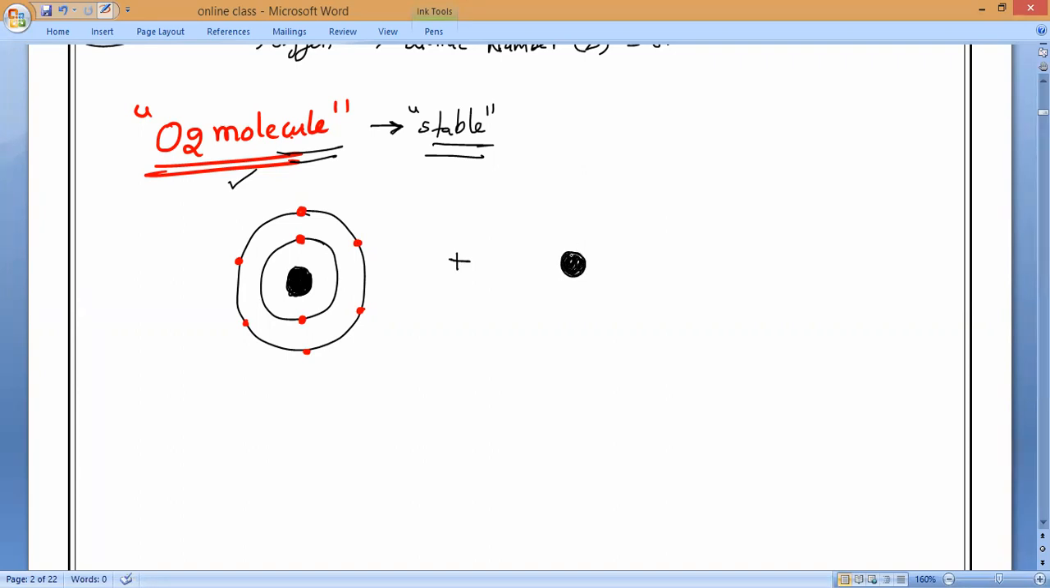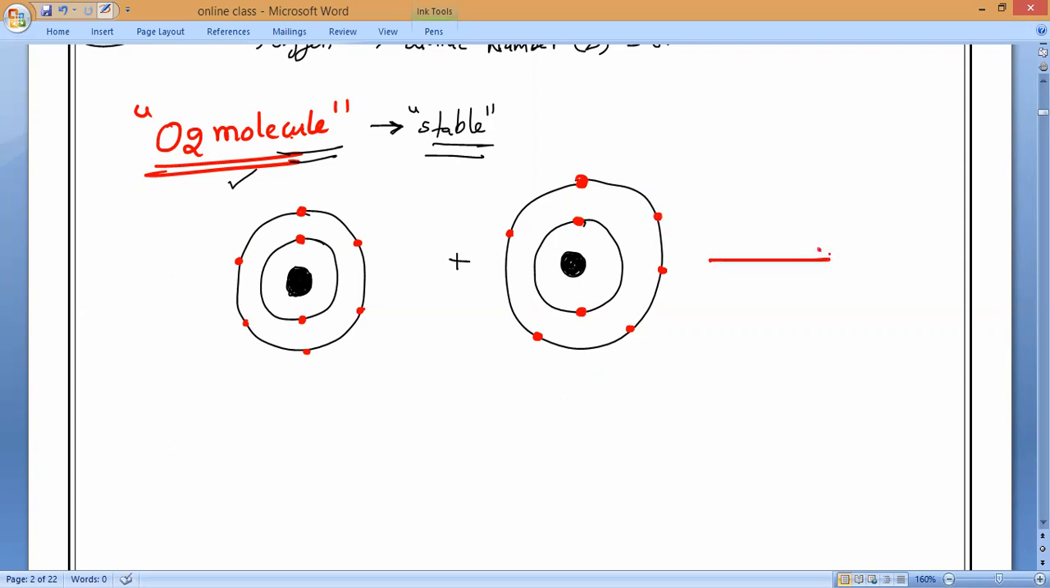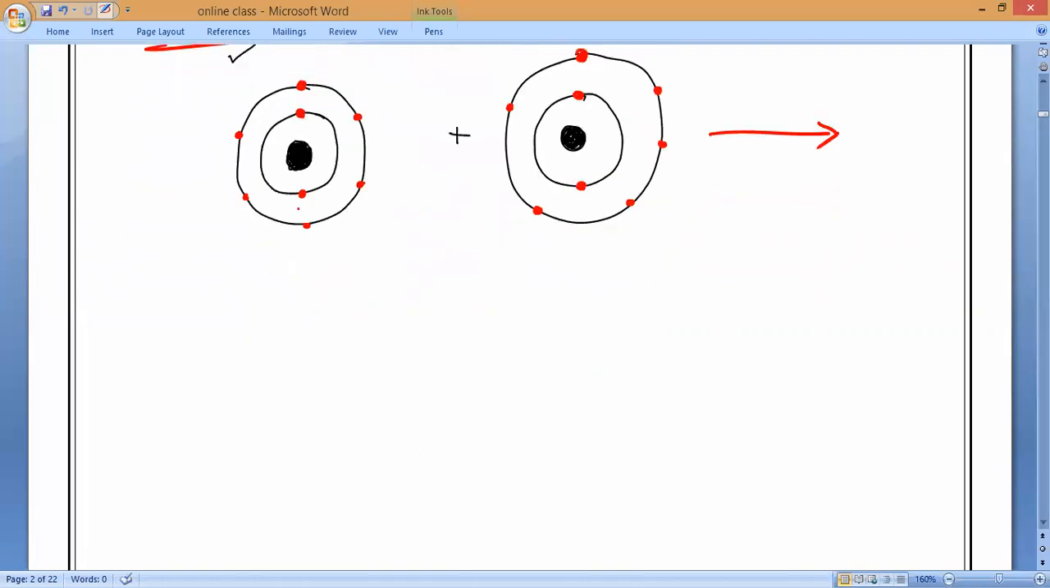So nucleus, and K shell, and L shell. K shell, how many electrons? 2 electrons. L shell, 6 electrons: 3, 4, 5, and 6. Now, these two will combine. Can I draw only the outermost shell, the L shell alone? Everybody, is it okay, guys? Yes, sir, to understand better.